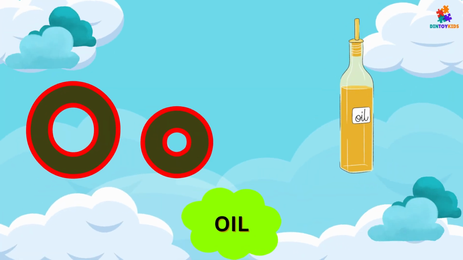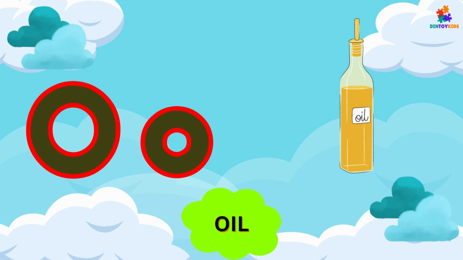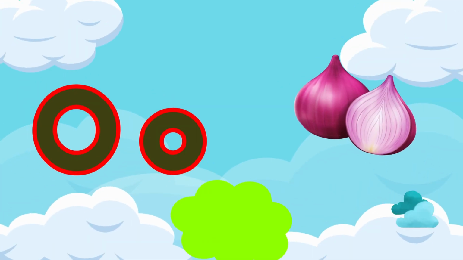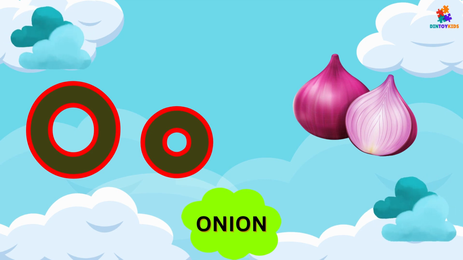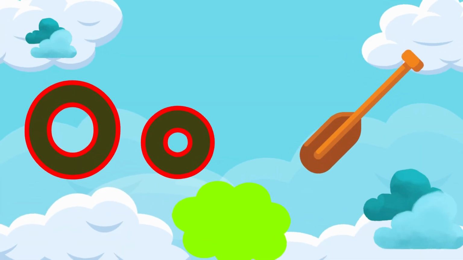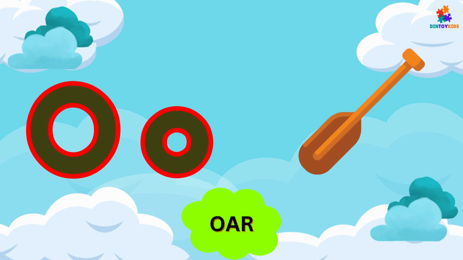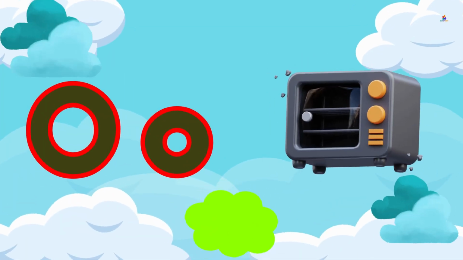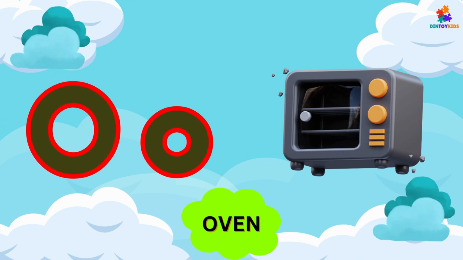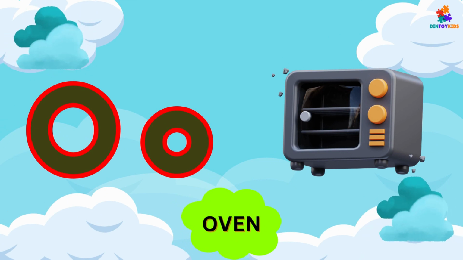O is for oil, oil. O is for onion, onion. O is for or. O is for oven, oven.